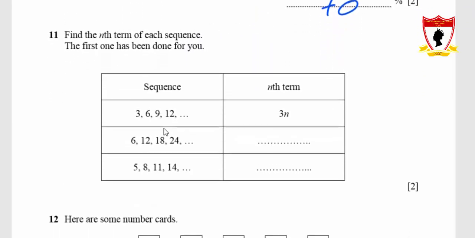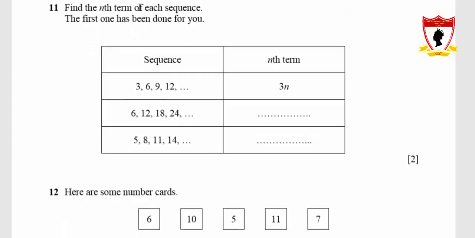Question 11. Find the nth term of each sequence. The first one has been done for you. 3, 6, 9, 12, as you see, these are multiples of 3. So obviously it's 3n. 6, 12, 18, 24. These are multiples of 6. So the nth term is 6n.